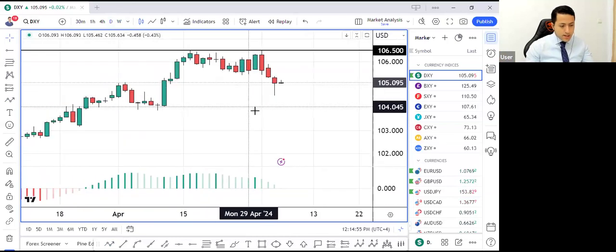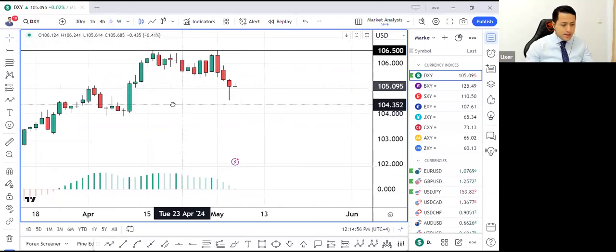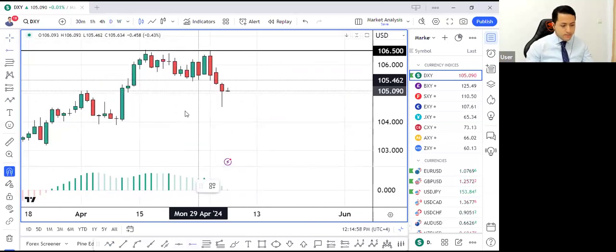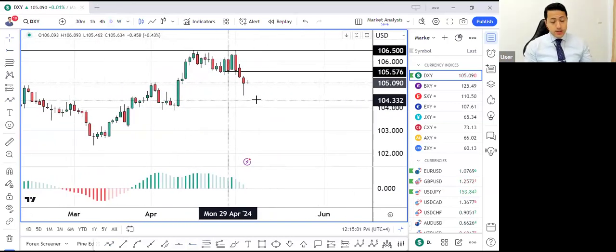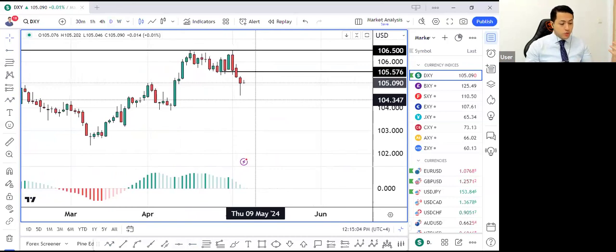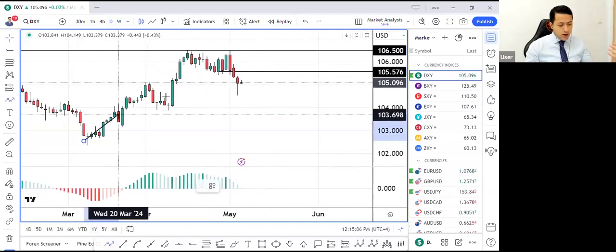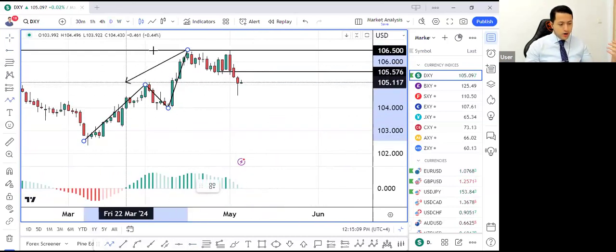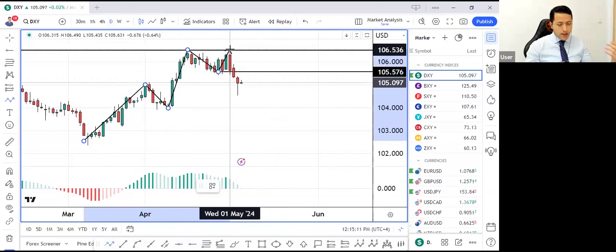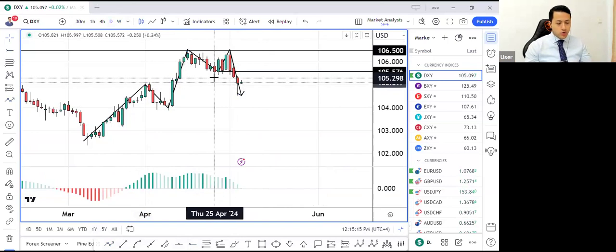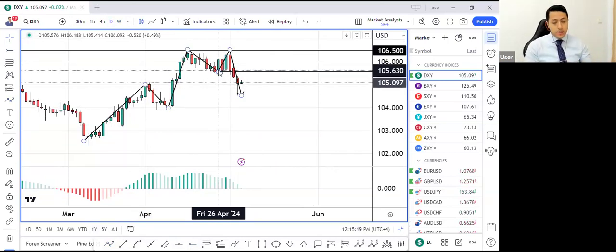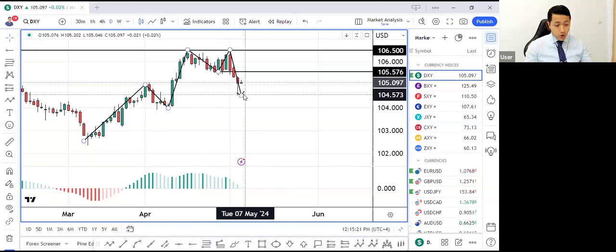What's happening on the daily time frame? A daily time frame shows a clear break of structure. Remember the break of structure? We explained this during the previous webinar. So we were moving higher, a higher high and a higher low, an equal high, and then we had a lower low, which is a shift in the market structure, or as we say, the break of structure, and we are moving lower.